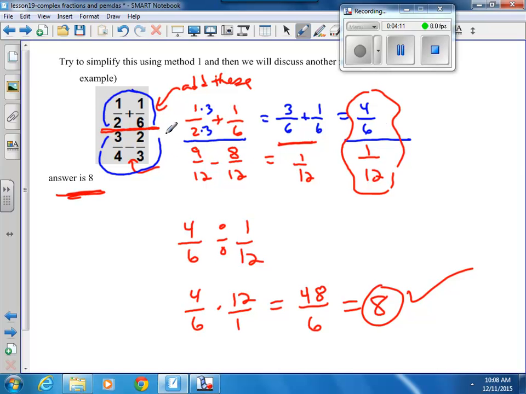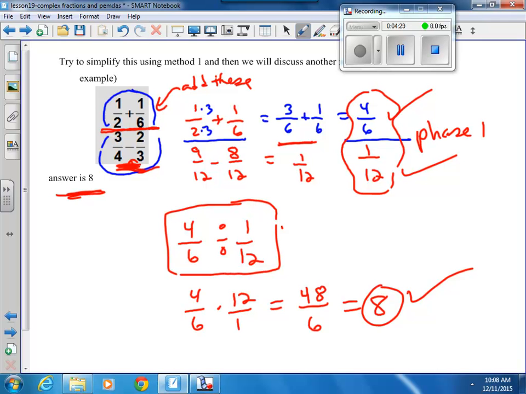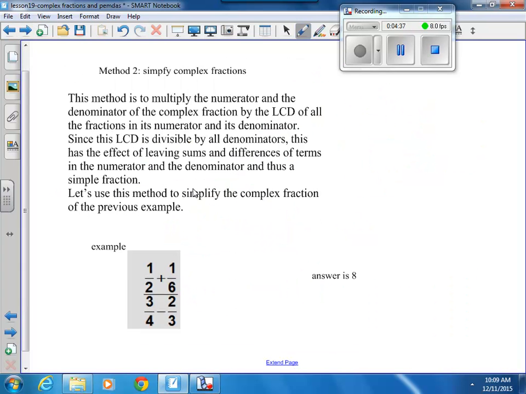So again, one way of dealing with this is to find the LCD for the top two fractions, add them, get a result. Find the LCD for the bottom two fractions, subtract them, get a result, and then turn it into a division problem. So this is phase 1, this is phase 2. Now me personally, that's way too much work. Maybe there's an easier way, and I'd really like to sell you on that.